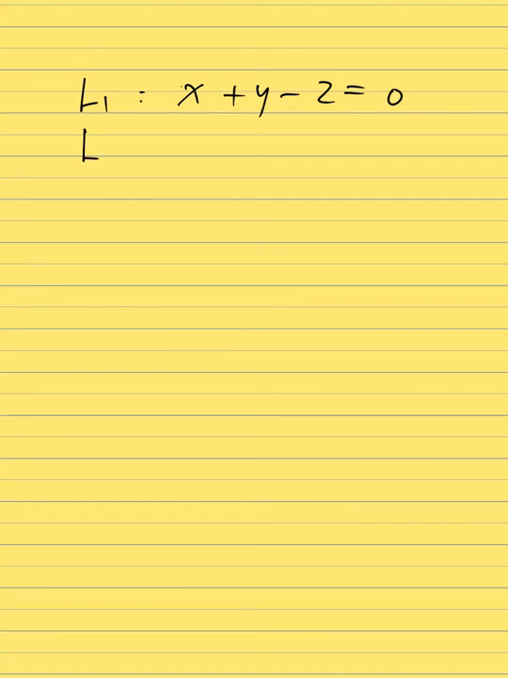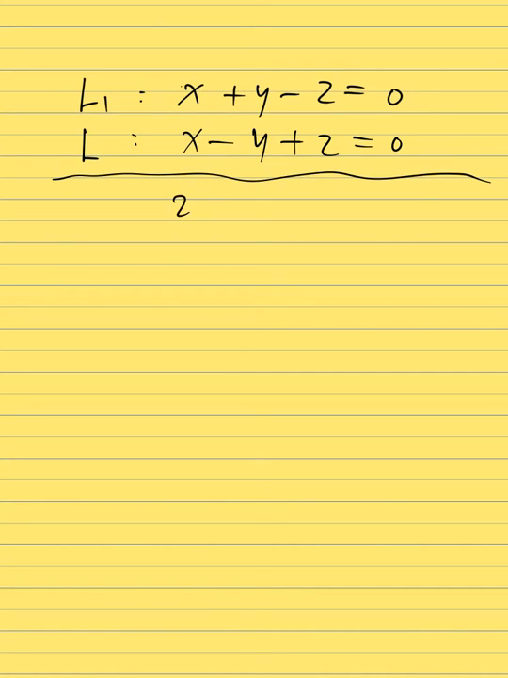Okay, let me copy. L is x minus y plus 2 equals 0. Okay, solving, adding together we have 2x equals 0, or x equals 0. Correspondingly, y equals 2. Therefore the point A equals (0, 2).